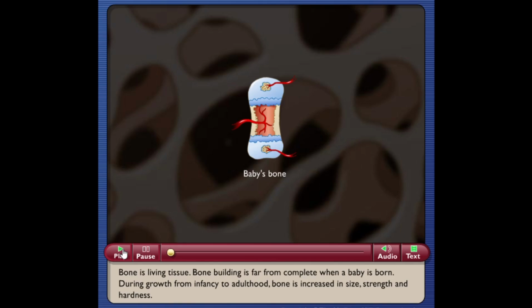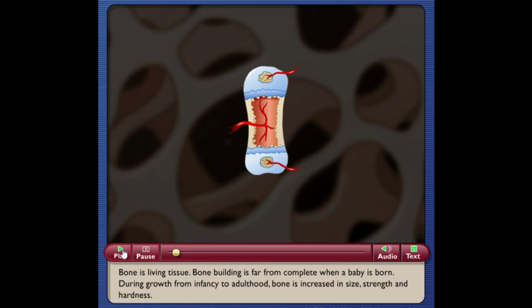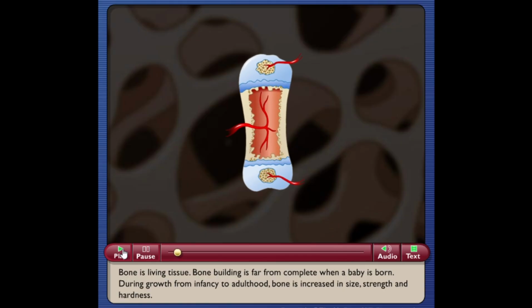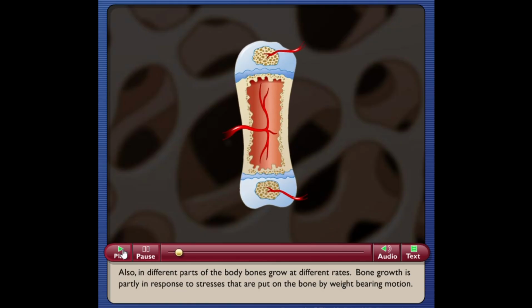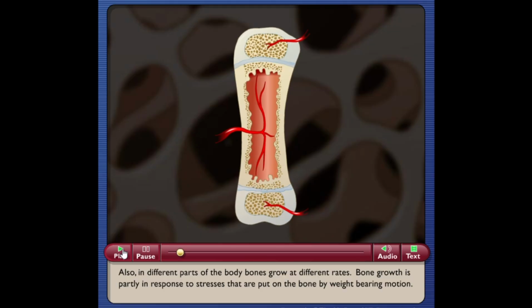Bone is living tissue. Bone building is far from complete when a baby is born. During growth, from infancy to adulthood, bone is increased in size, strength, and hardness. Also, in different parts of the body, bones grow at different rates.